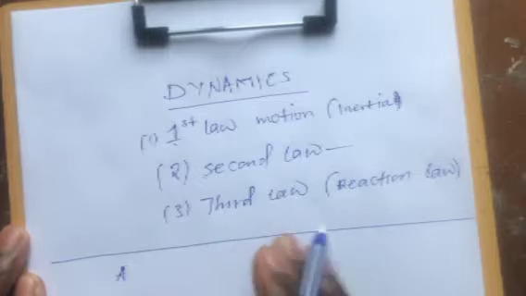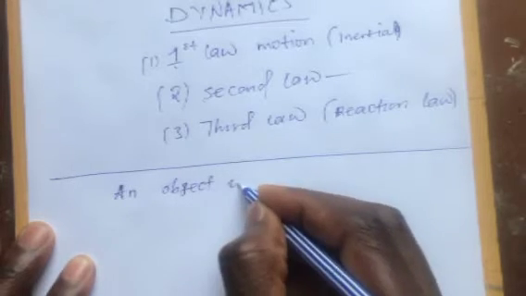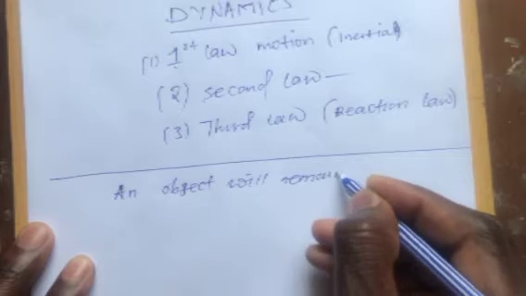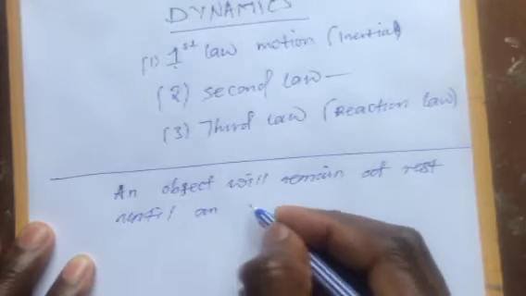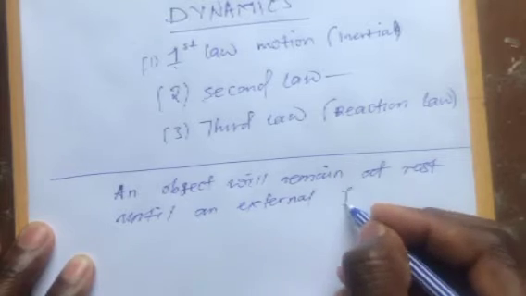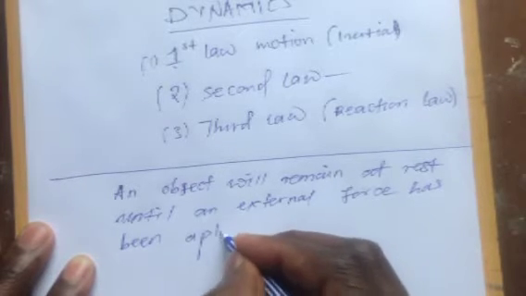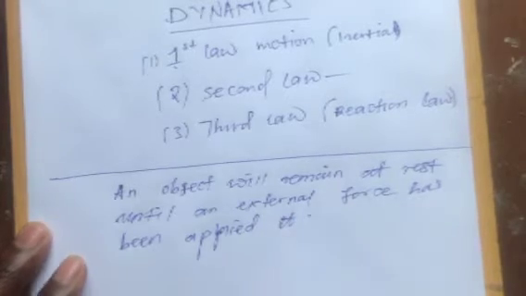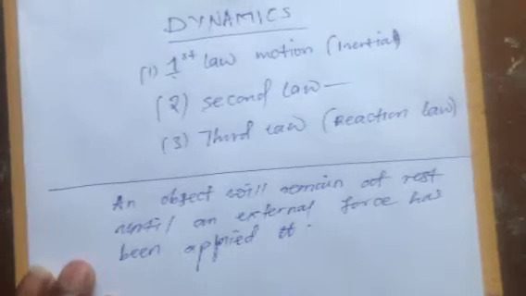We are saying an object will remain at rest until an external force has been applied to it. That's what the first law is saying. An object will remain at rest until an external force has been applied to it. Now, if you go to the second law, it only relates the force that you are applying over a given object and the direction that the same force takes the object into.